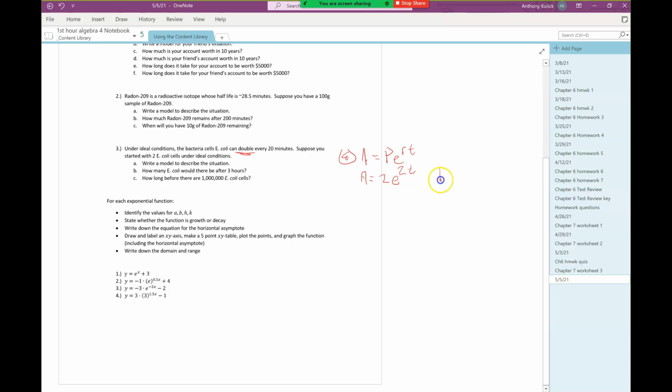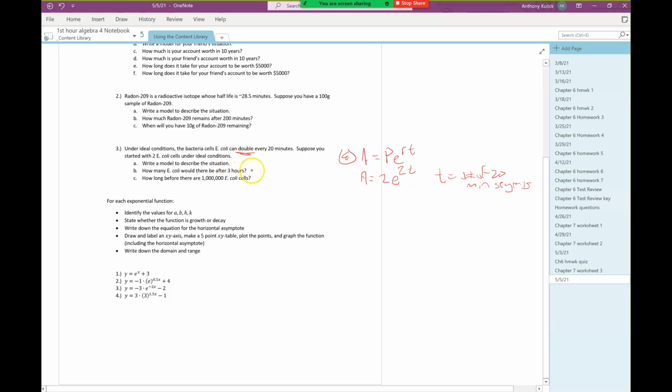The thing to note here, though, is that t is basically the number of 20-minute segments. Since it's doubling every 20 minutes, if I'm going to put r down as 2, then the t needs to be in terms of those 20-minute segments, right?